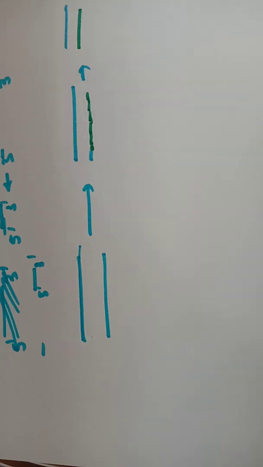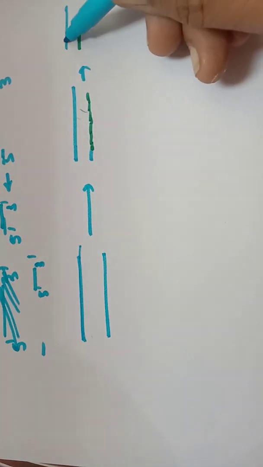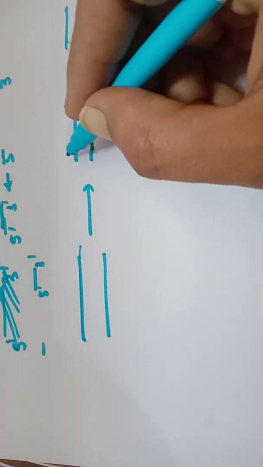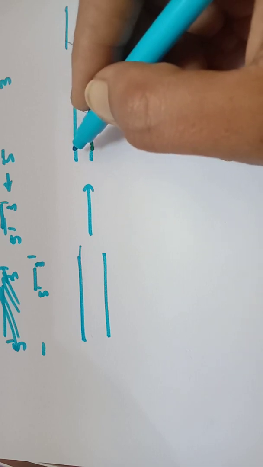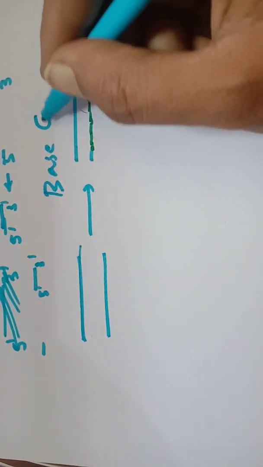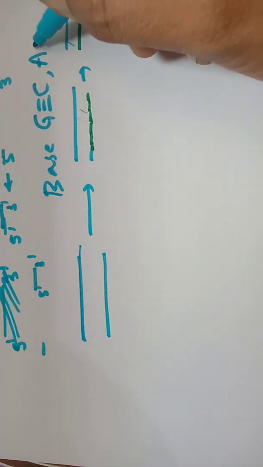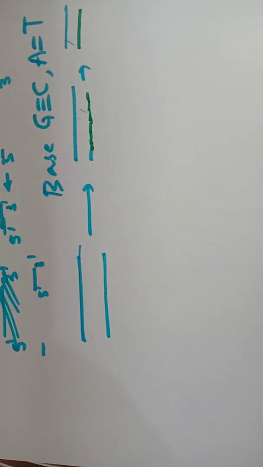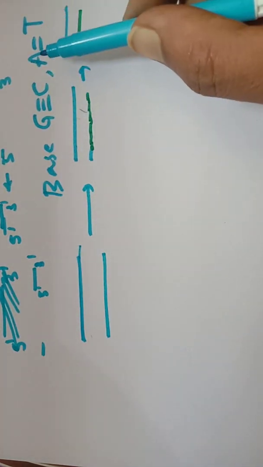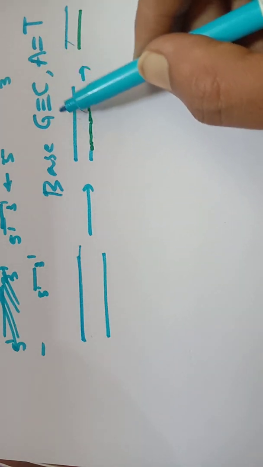So proofreading activity means what? Sometimes when it adds the nucleotides, it doesn't add them properly. It will follow base complementarity. Base complementarity means if G is there in one strand, it will add C. If A is there, it will add T, and vice versa. If C is there, it will add G. If T is there in the template, it will add A. Sometimes a mismatch happens.